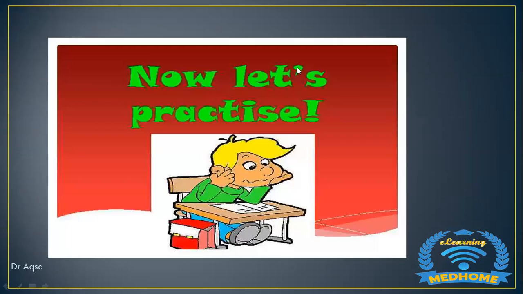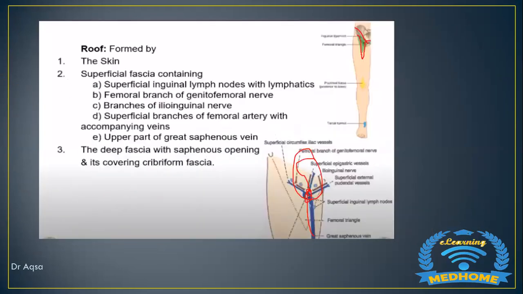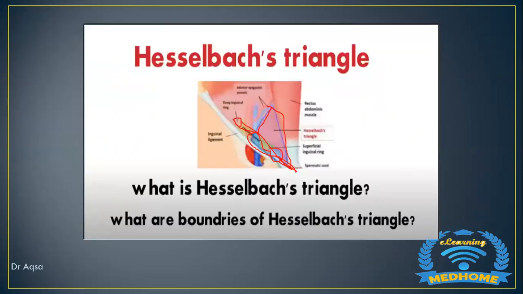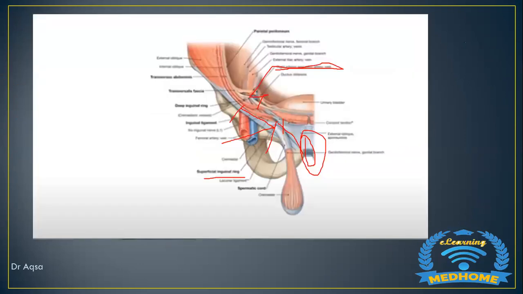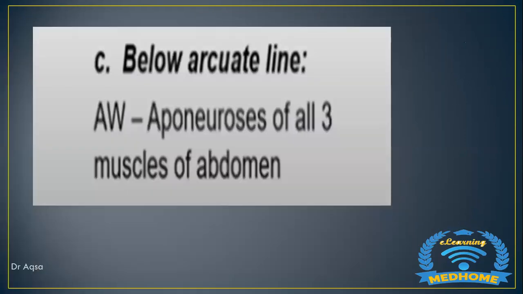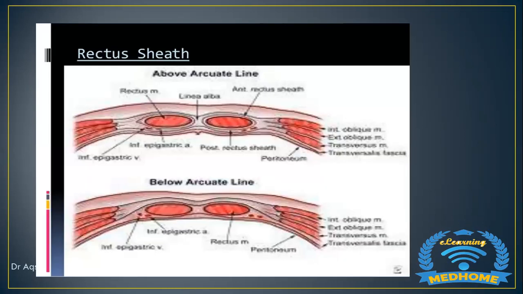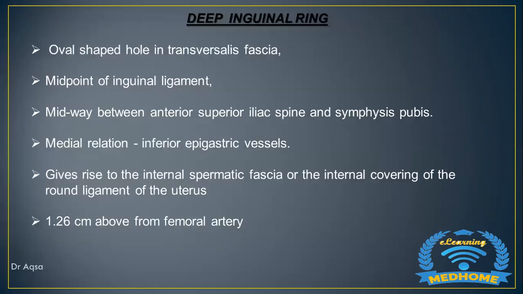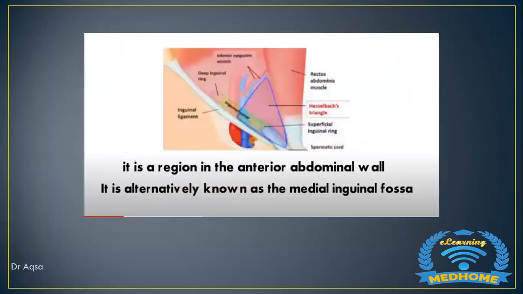Let me take you back to what we studied. Below the arcuate line. Aponeurosis of all three muscles, yes. I was thinking about a single muscle. I was recalling that. But yes, all three muscles. So what is going to be now your correct answer? Correct answer is A.